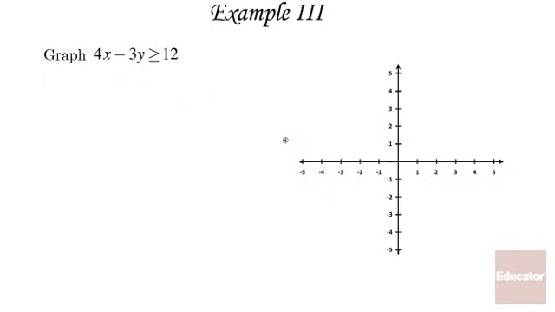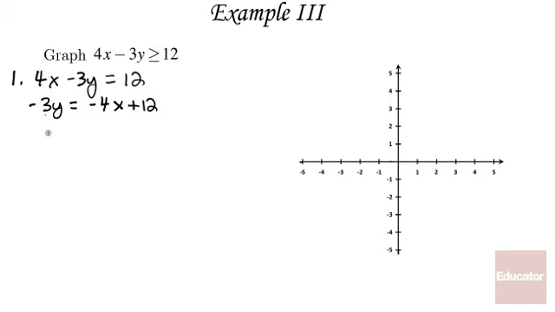In example 3, we have 4x minus 3y is greater than or equal to 12. My corresponding equation is 4x minus 3y equals 12. I can go ahead and put this in slope-intercept form so I can graph the line. Dividing both sides by negative 3 gives me y equals 4/3 x minus 4. So my y-intercept, my first point, is going to be 0, negative 4.